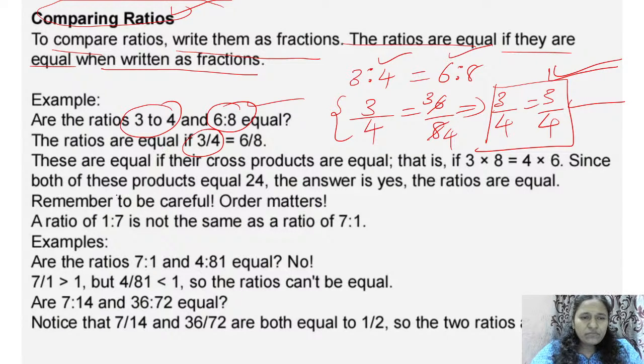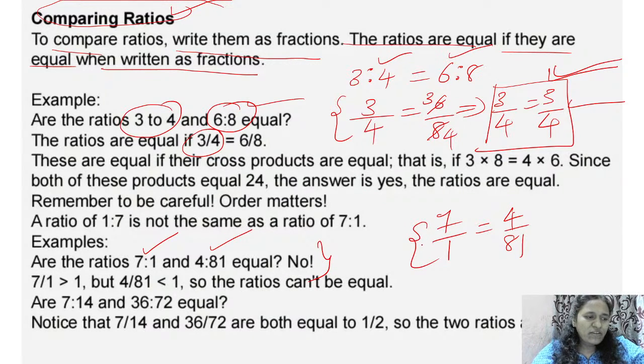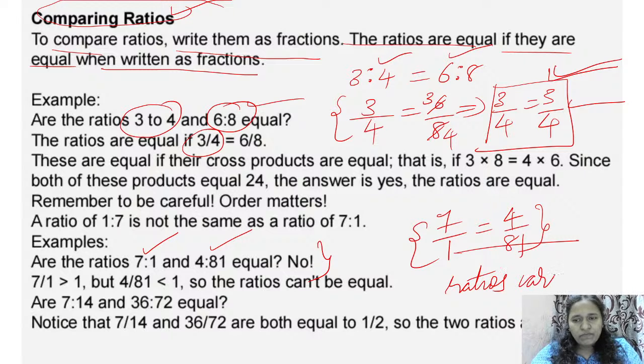Suppose, are the ratios 7 is to 1 and 4 is to 81 equal or not? We have to write them in the form of fractions. 7 by 1 equal to 4 by 81. Is it equal? No, right? These two cannot be equal. That's why we can say that these two ratios are not equal.